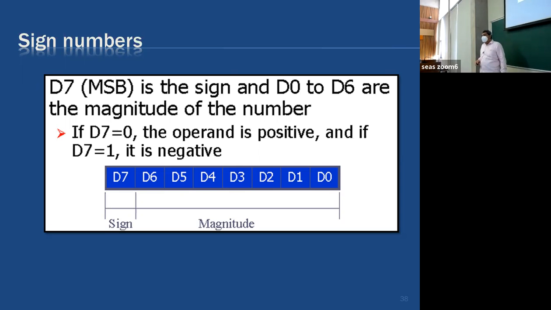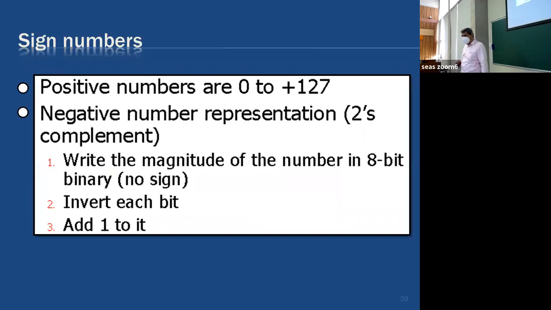D0 to D6 defines the magnitude, and D7 defines whether it is positive or negative. Fine. Positive numbers are from 0 to plus 127. Negative numbers are represented in 2's complement. So what we do: write the magnitude of the number in 8-bit with no sign, take 1's complement, that is invert each bit, and add 1 to it. That is 2's complement. Yes or no? Do we recall our 2's complement? 1's complement, 2's complement. Everyone pay attention.